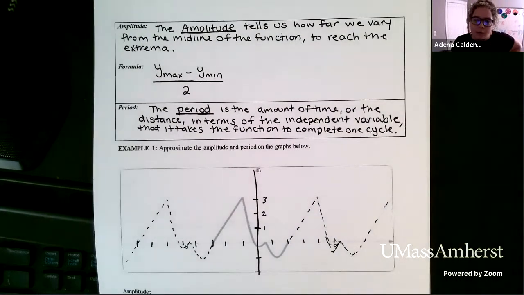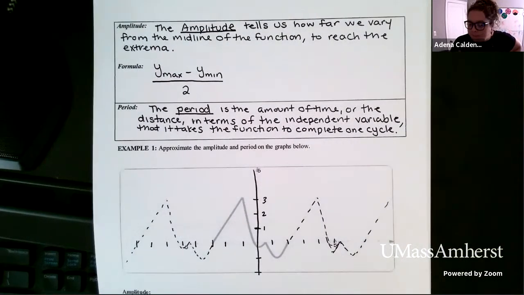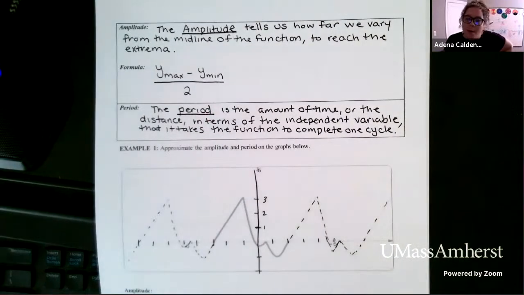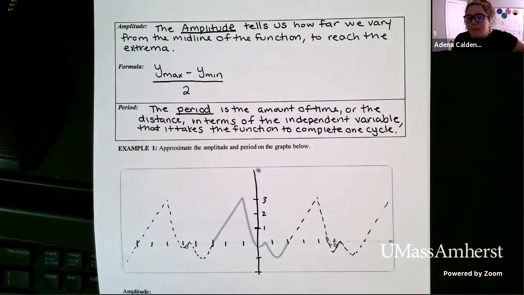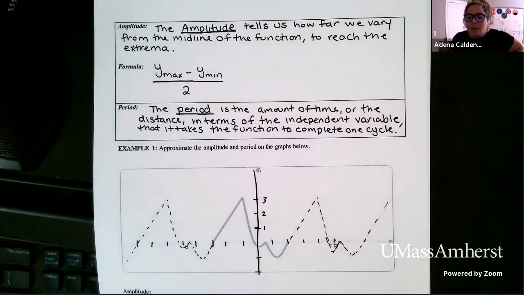And the way that we determine the amplitude for any function is we find the maximum y value, we subtract off the minimum y value, and then we divide by 2. Okay, so that's how we calculate it. From there, that tells us how much we vary from the midline. And like I said, I will show you what this looks like on the picture in a few minutes when we look at an example.